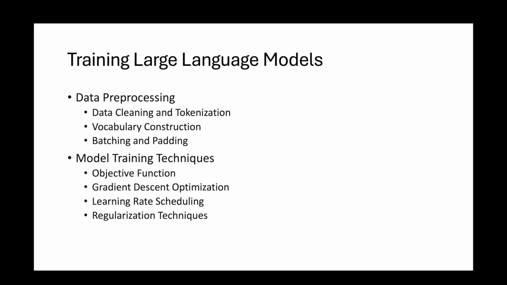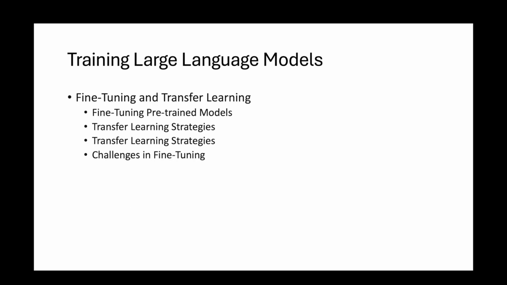Regularization techniques. Regularization methods, such as dropout and weight decay, are applied to prevent overfitting and improve generalization performance. Dropout randomly masks out a fraction of input or hidden units during training, while weight decay penalizes large parameter values.